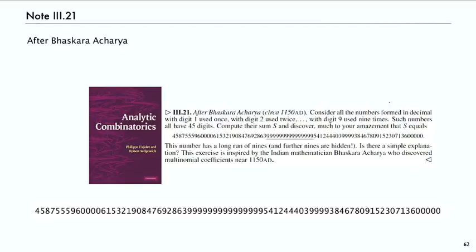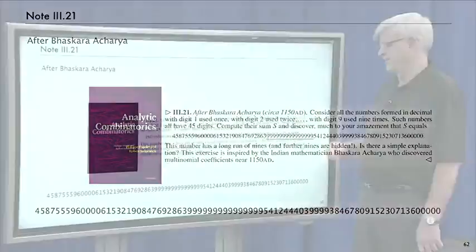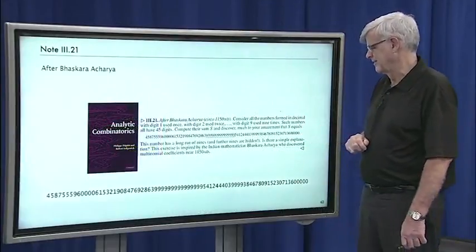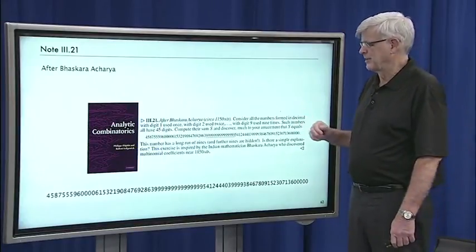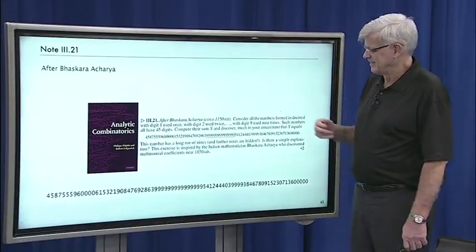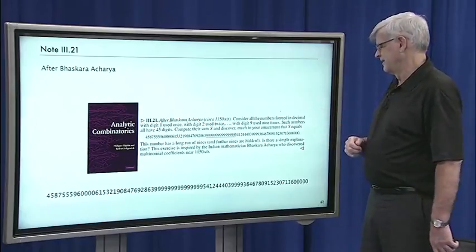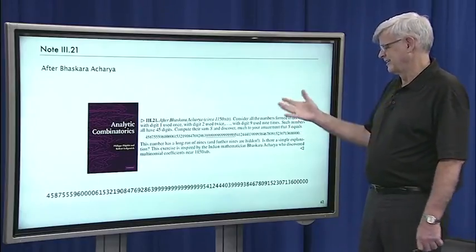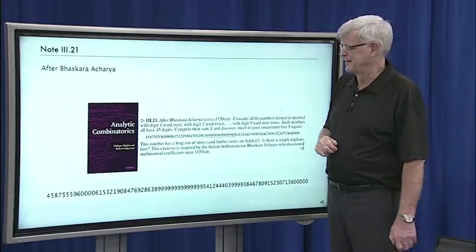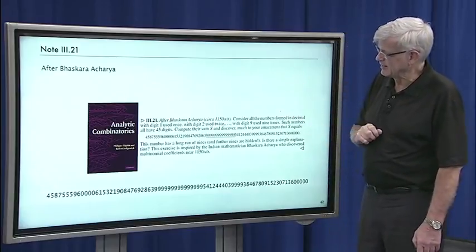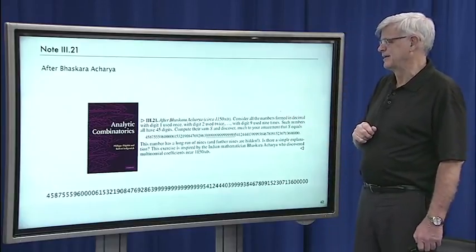If you do that with an extended precision arithmetic package, you'll find out that you have a huge number of nines in a row, and actually lots of other nines. And so you're supposed to explain that. This was actually discovered in 1150 A.D., maybe with analytic combinatorics we can better understand it.